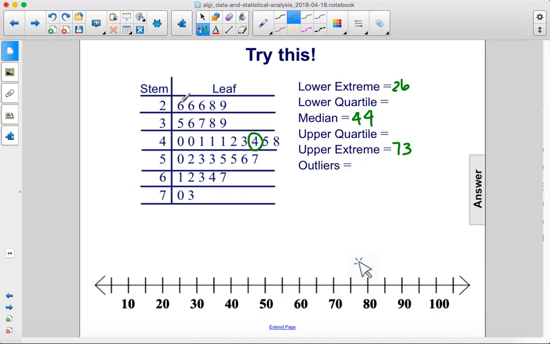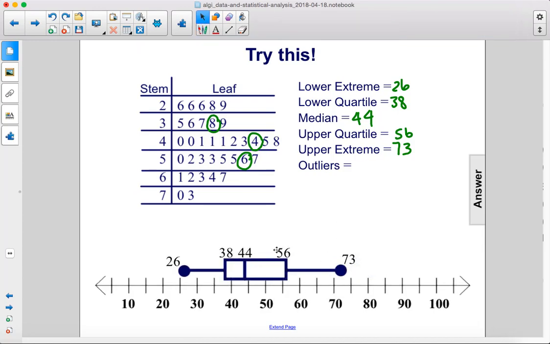And now we need the lower quartile, so that's the median of the first half. So we'll do this again. 38. And I'll once again erase the marks. 38 is our lower quartile. Our upper quartile will do the same process. 56. So clean this up again. All right, so we have 56. So if we draw these out, here's our box and whisker plot.